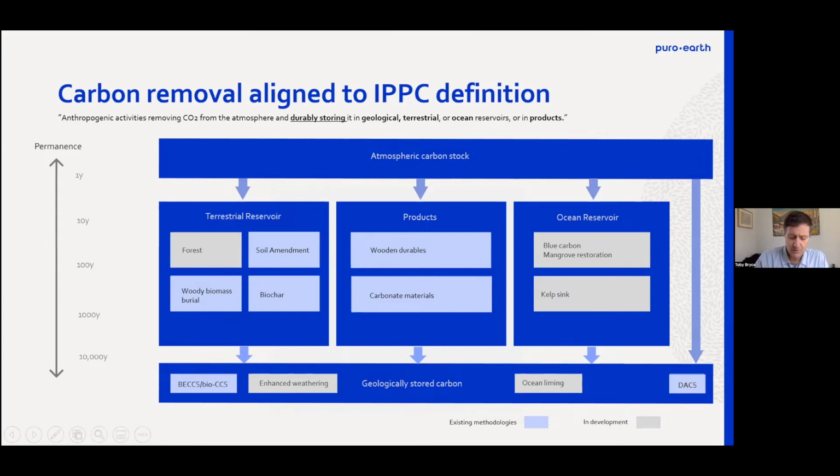I've heard from other places that they don't consider wooden building elements to be additional, or the additionality is very unclear. How does Puro think about that? Yeah, so it is, I think, a very justified question.